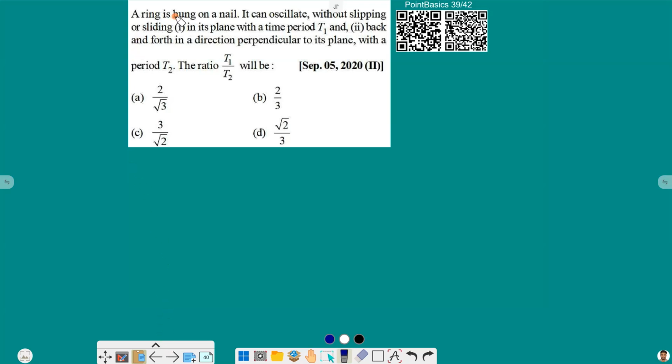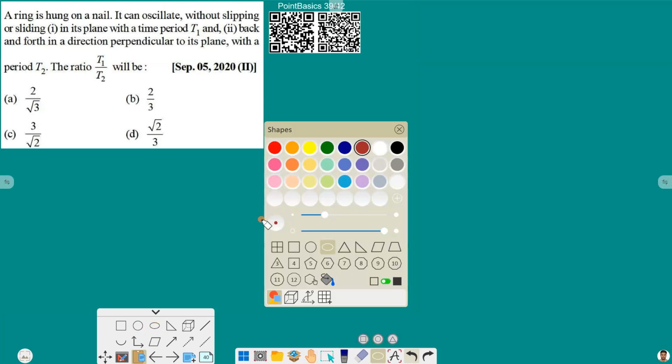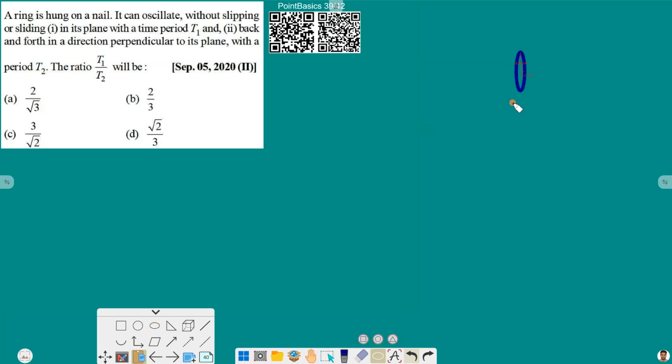A ring is hung on a nail, can oscillate without slipping or sliding in its plane with time period t1, and back and forth in the direction perpendicular to plane with time period t2. So we have to find out the ratio of both of these. So let's draw a ring first. Suppose this is our ring, and it can oscillate in two ways.